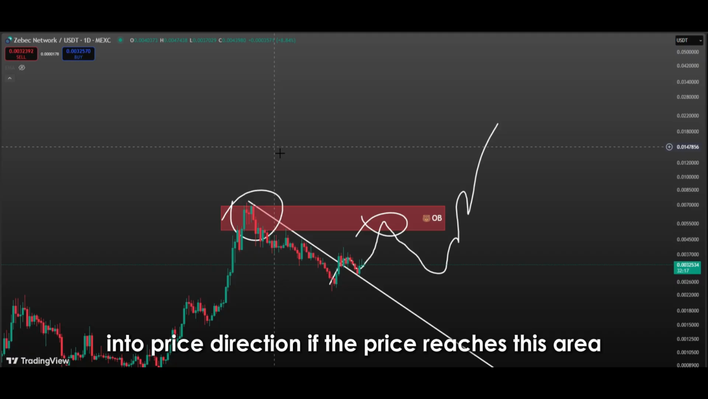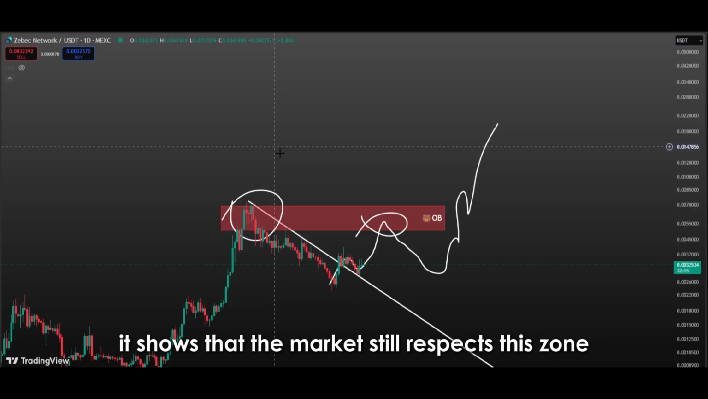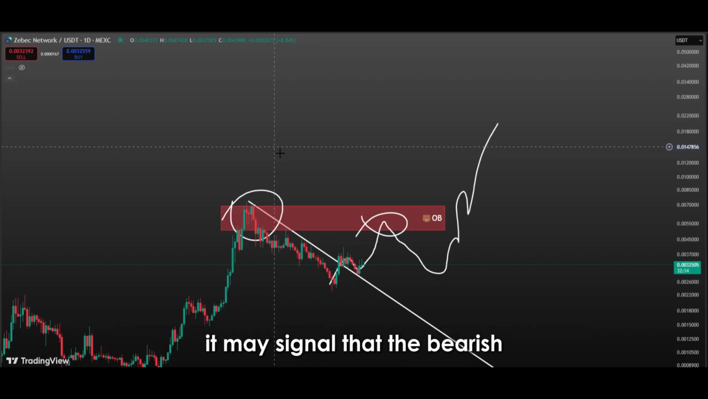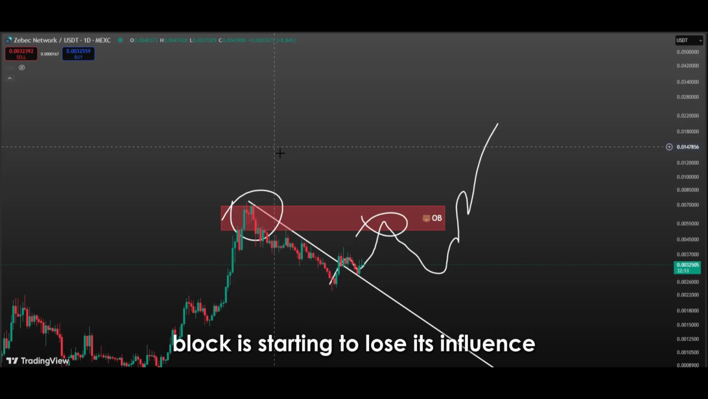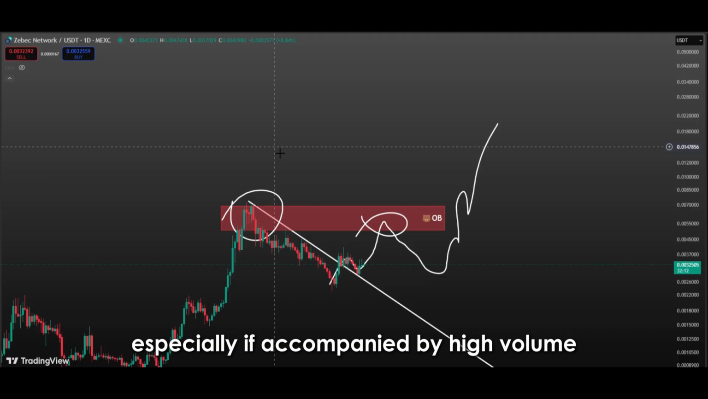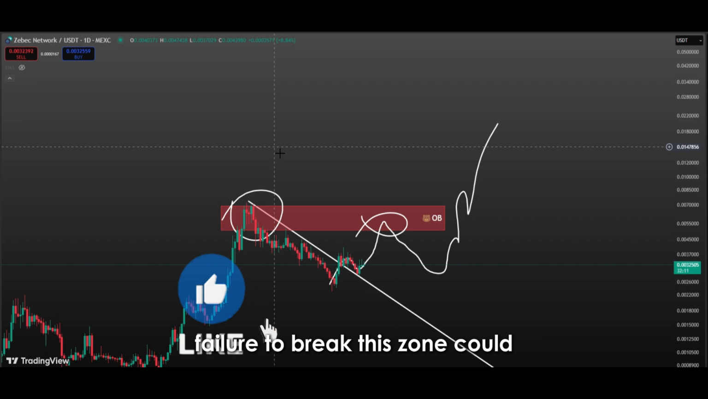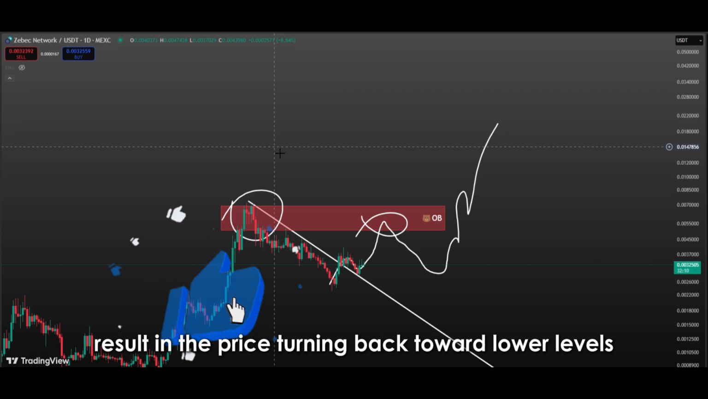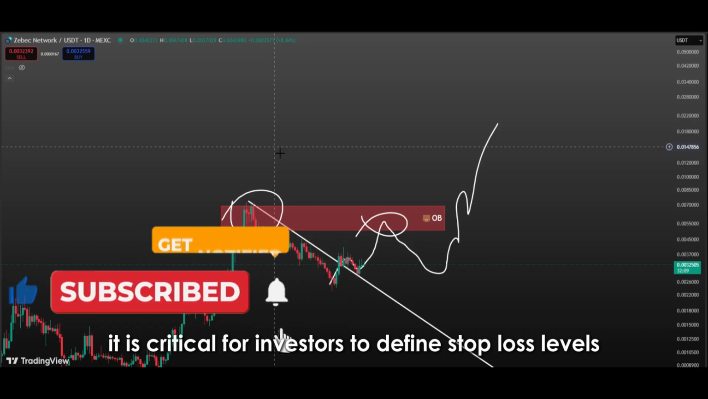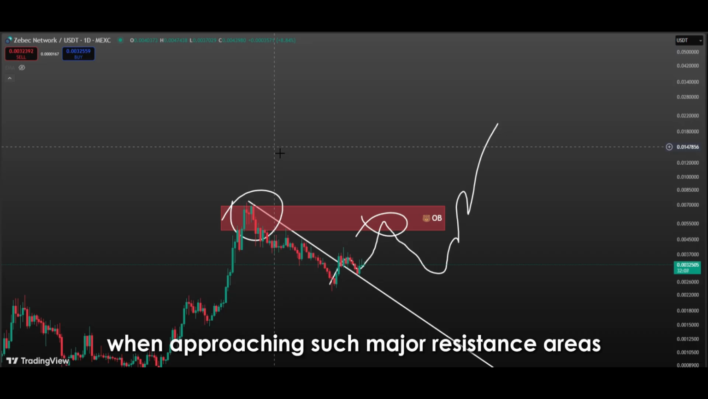If the price reaches this area and reacts with a slight pullback, it shows that the market still respects this zone. However, if follow-up buying occurs after such pullbacks, it may signal that the bearish block is starting to lose its influence. A bullish breakout above the bearish order block, especially if accompanied by high volume, could spark a new rally. On the other hand, failure to break this zone could result in the price turning back toward lower levels. Therefore, it is critical for investors to define stop-loss levels and maintain proper risk management when approaching such major resistance areas.